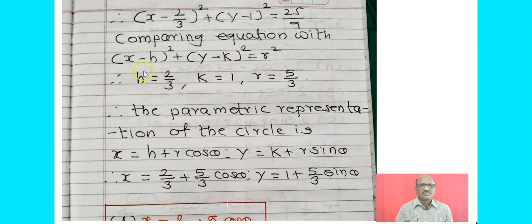Now next, we have this equation, that is x minus h. Here h is 2 by 3, k is 1 and r is 5 by 3.